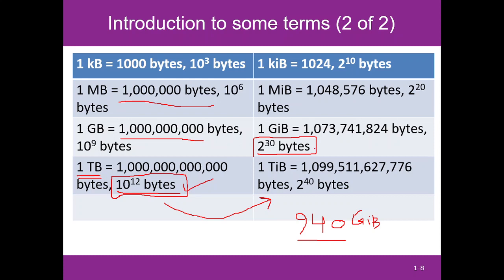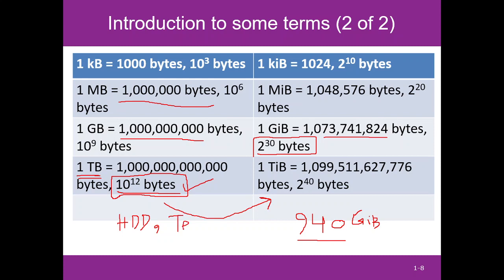This is 1 billion. 2 raised to the power 30 is more than 1 billion. Approximately 73 million bytes more than 1 billion. So these are the two things that I want to differentiate between. This convention or scheme is used by the disk manufacturers as well as by the telecom industry. We have talked about this.